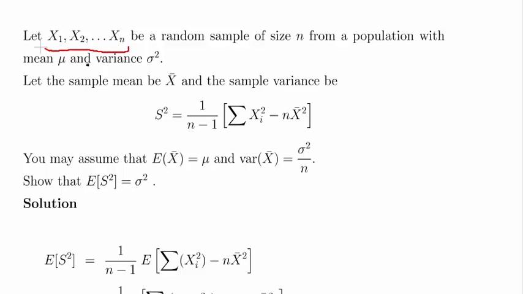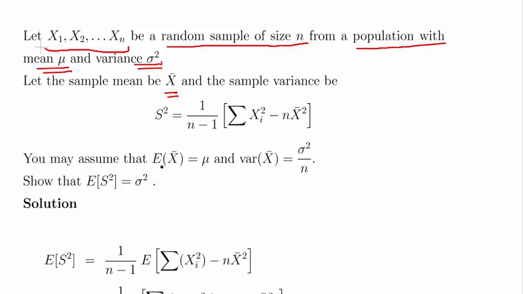Anyway, we have a sample x1, x2, all the way up to xn, a random sample of size n from a population with mean mu and variance sigma squared. Let the sample mean be x bar and the sample variance be s squared equals 1 over n minus 1 times the sum of xi squared, just squaring all the terms, minus n times x bar squared.